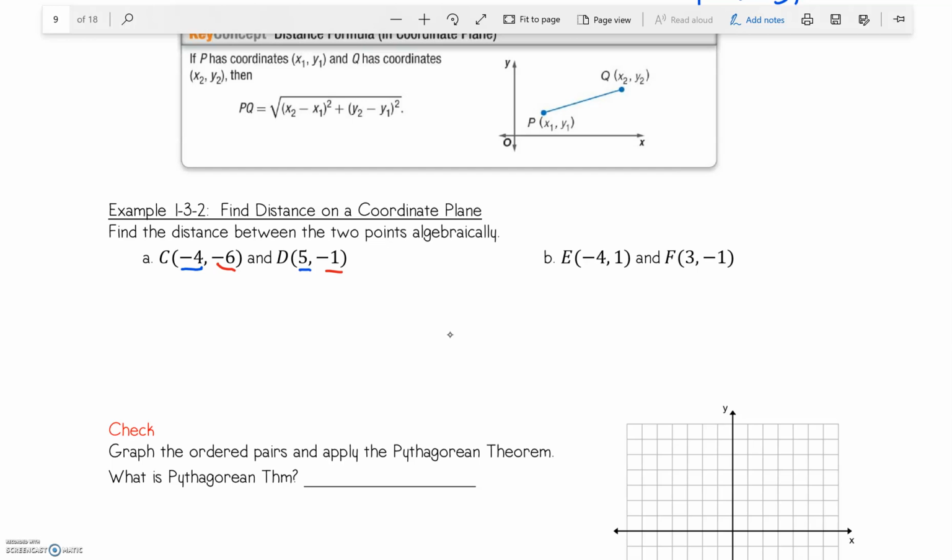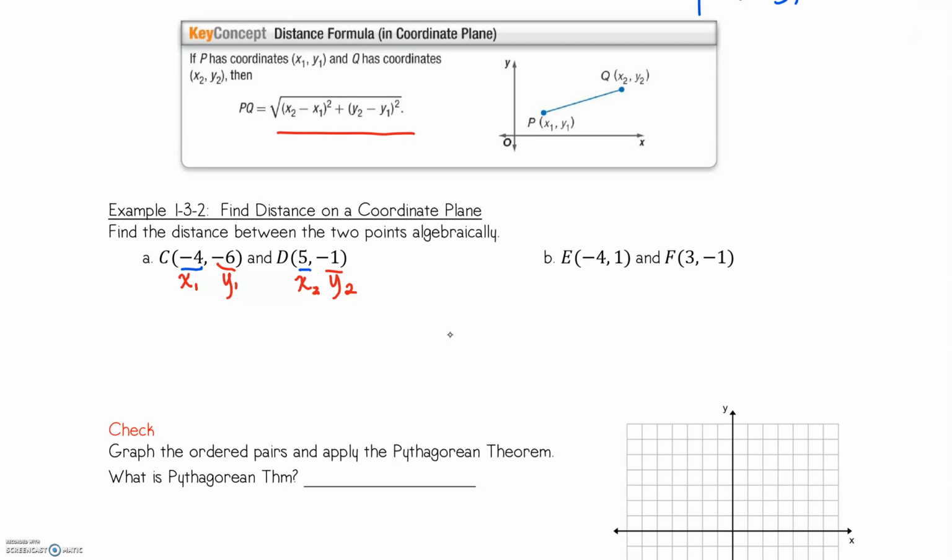Okay, so if you want to follow this formula to a T, you can label. X comes first and then Y in the alphabet, and this is your first pair. X comes first and then Y in the alphabet, and this is your second pair. So now we can go ahead and plug it in if you're a plug in the formula kind of person, where we can take and subtract. Now, if you go from your x2 minus your x1, you need to make sure you put the minus sign and the negative.